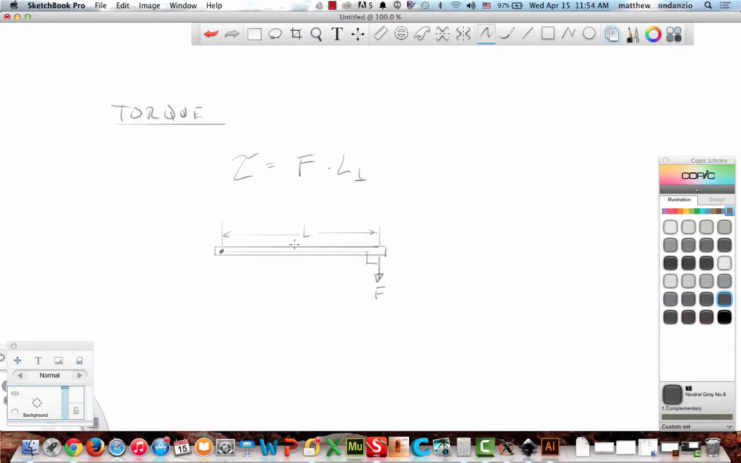That would be different than if I had my beam, same pivot point, same beam, and I was acting a force in this direction. That is not perpendicular to this length L. This force is not perpendicular. Doesn't mean you can't solve it, and we'll talk a little bit about how to do that. But when we talk about torque, we're talking about length times the force perpendicular. Everyone got that? Okay.